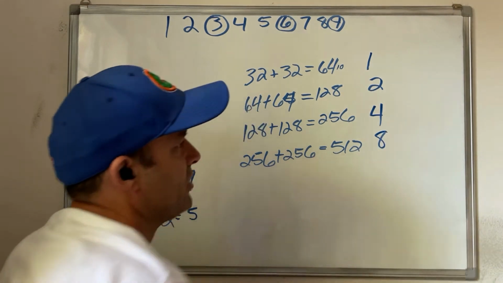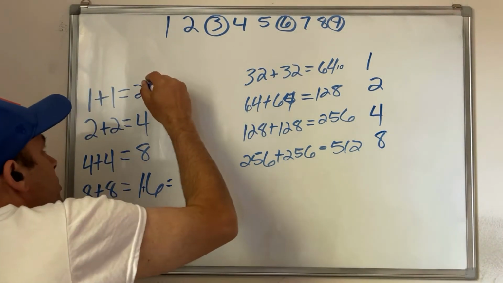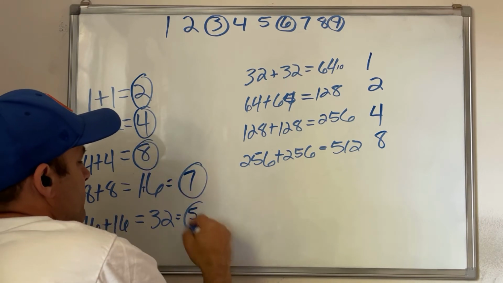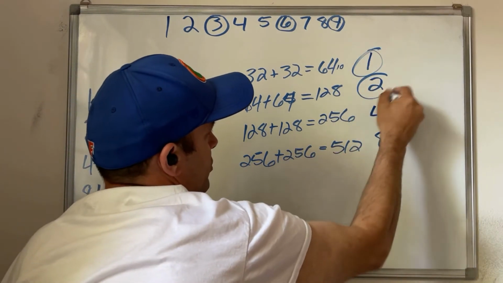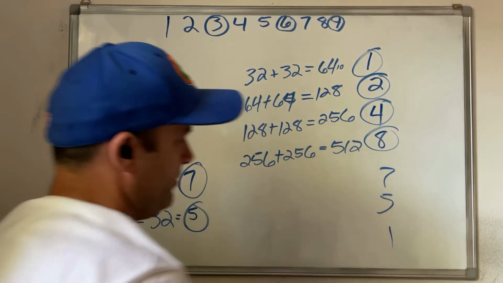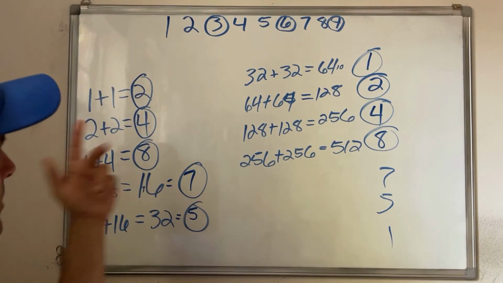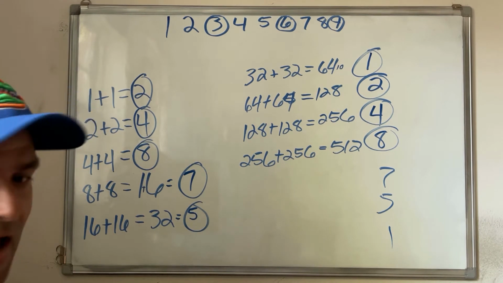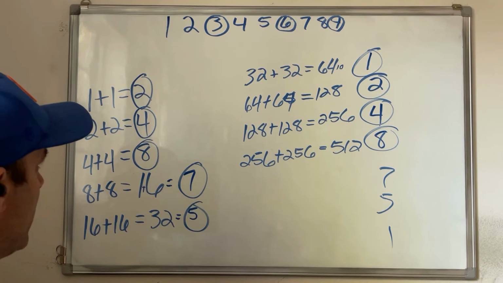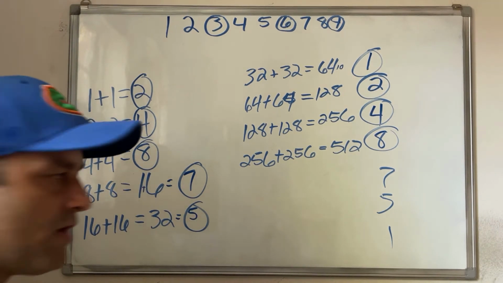Okay? So there's our pattern of the physical world numbers. So look. 2, 4, 8, 7, 5, 1. 2, 4, 8, 7, 5, 1. And you keep going. But we get the basic idea. We understand that that's the pattern, right? So that's the pattern of the physical world numbers. Okay? 2, 4, 8, 7, 5, 1.